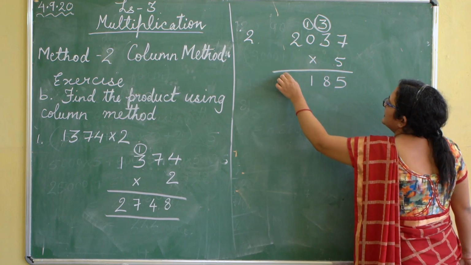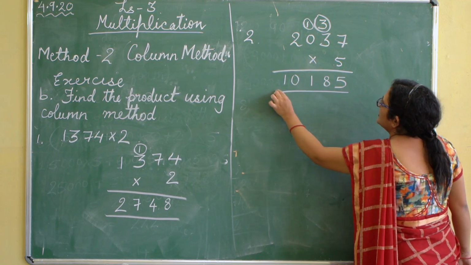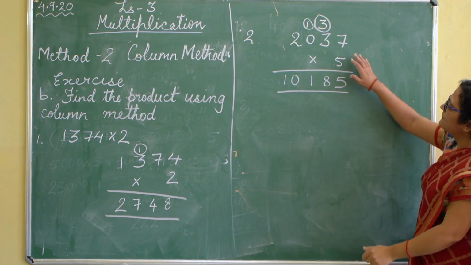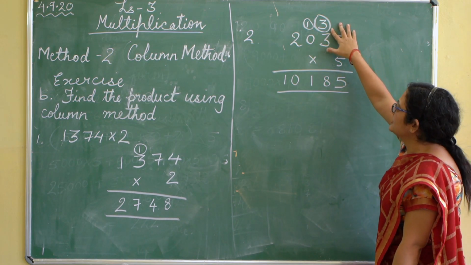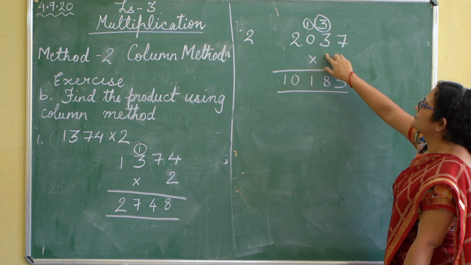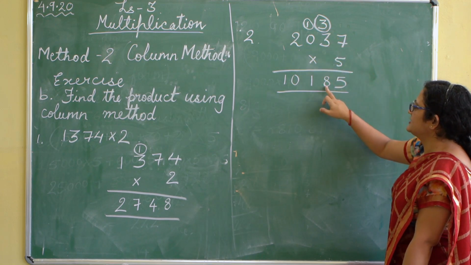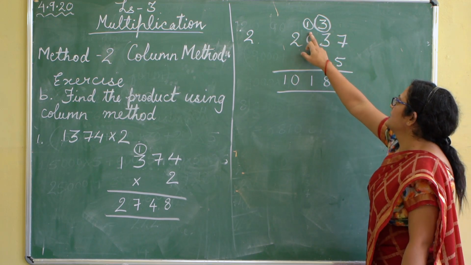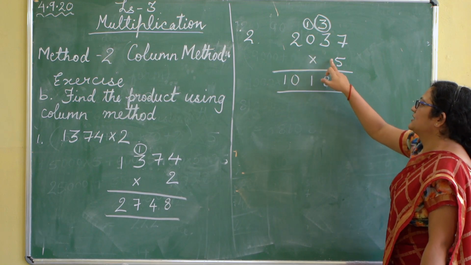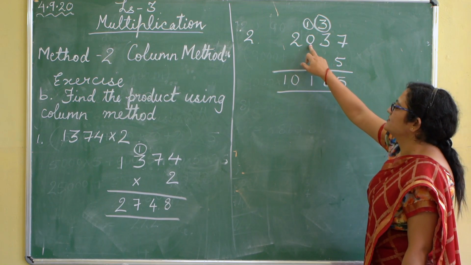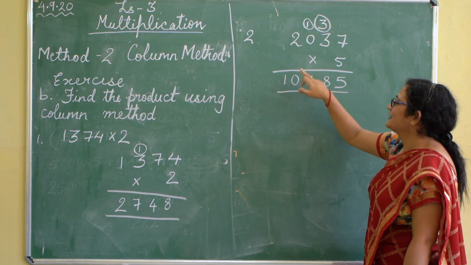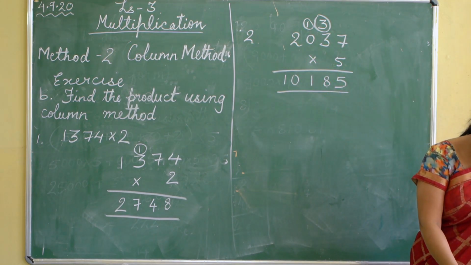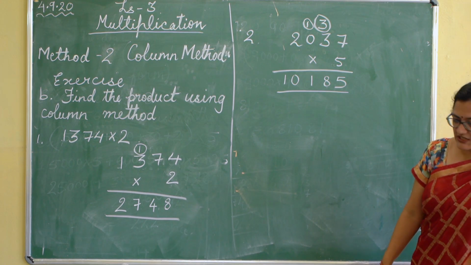5 2s are 10. So how have you done it? Understood? Once again, 5 7s are 35. 5 here, 3 as the carry. 5 3s are 15, 15 plus 3 is 18. 8 here, 1 carry. 5 zeros, any number multiplied by 0 is 0. 0 plus 1 is 1. 5 2s are 10. Now to the next page, page number 49.